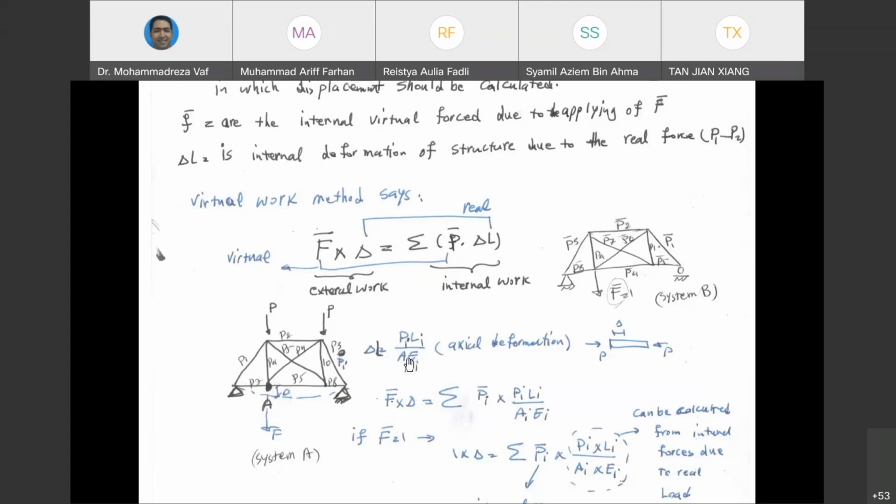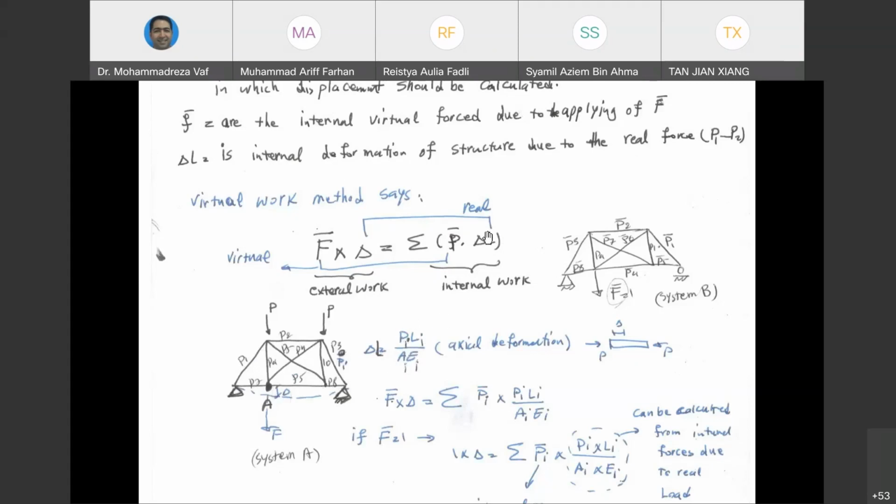PL over AE is the deflection due to the axial forces. So once you can calculate the internal force due to external forces, so these P are inside your hand. If you want to know how much the deflection is, you just need to multiply it by the length and divide by the cross section and the E. So you know how much this delta L is. So delta L can be easily calculated just by analyzing your frame, calculating the internal forces, and putting it inside this equation. In other words, I can replace delta L inside the truss with this equation.